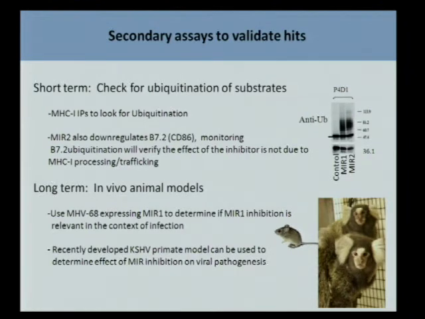Secondary assays to validate these hits: obviously the primary assay we can use is to just look for MHC class 1 ubiquitination. This is the Western blot I showed you earlier to verify that miR function is actually being inhibited. In addition, miR-2 has a slightly wider range of substrates. It can also downregulate B7.2, so we can monitor the ubiquitination levels of B7.2 to verify that, in fact, miR function is being directly inhibited and that it's not just some MHC class 1 processing or trafficking issue that we picked up with the inhibitor.